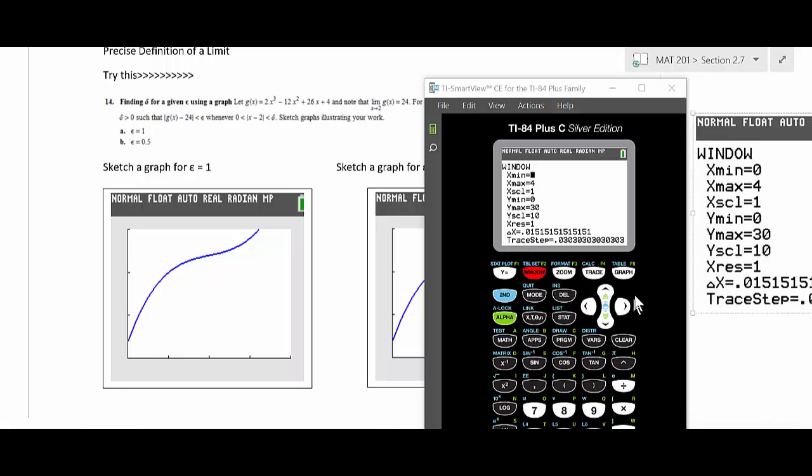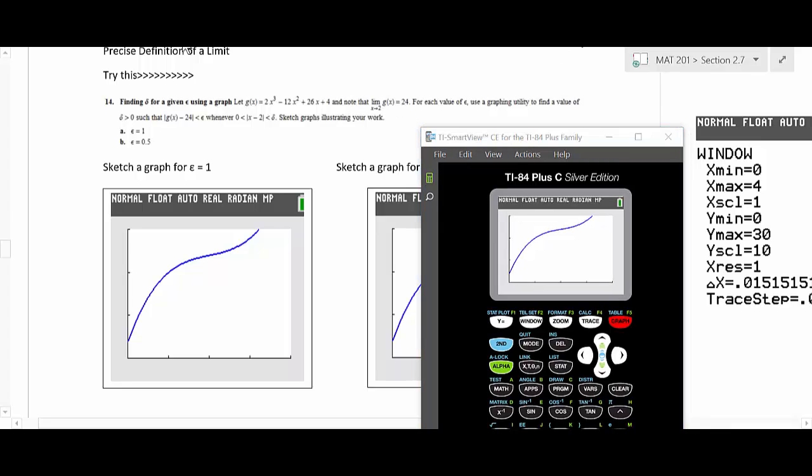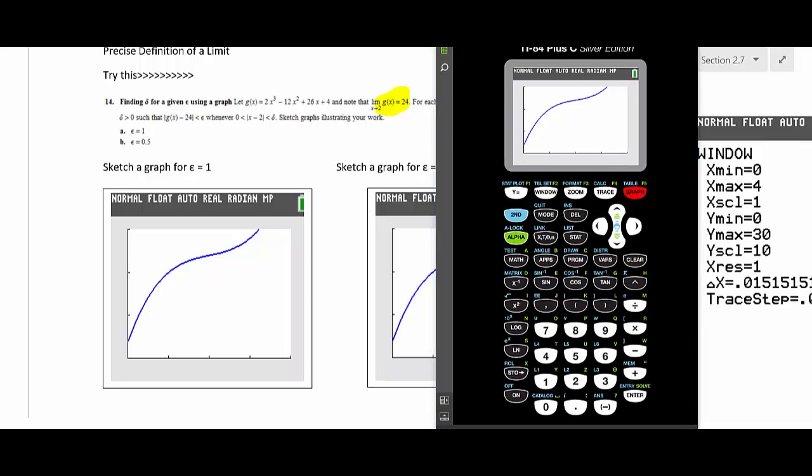A couple of things I want to show you on my graph is we're interested in the limit as x goes to 2 on this particular problem. Okay, so if I was approaching 2, if I go through and take my calculator and just trace out at 2, I'll just show you that that's 24. Okay, so that's what the limit is. So we're going to let epsilon be equal to 1 in this first diagram right here. So it's pretty hard to do this just by tracing and eyeballing it.